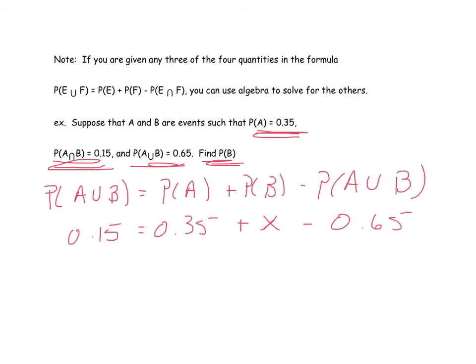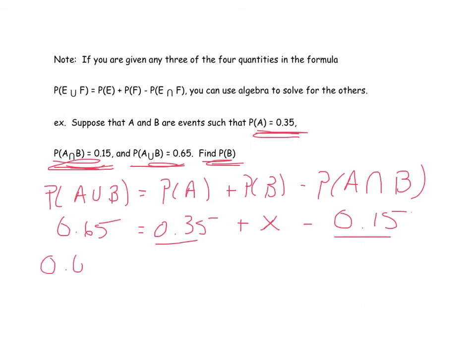Oops, sorry. I got those backwards. Let me change that real quick. These two are backwards. Probability of A union B is 0.65, and probability of A intersect B is 0.15. Sorry about that.